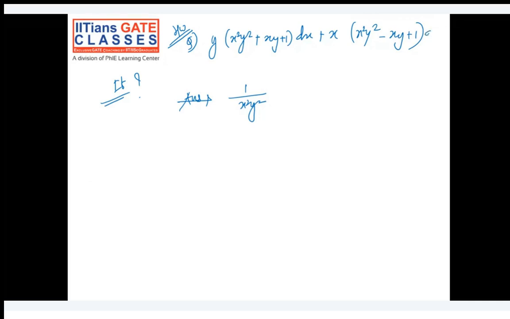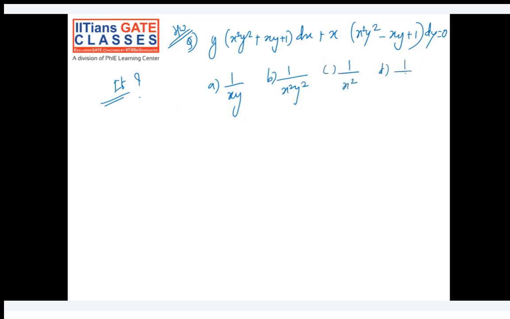y times x square y square plus xy plus 1 times dx plus x into x square y square minus xy plus 1 dy equal to 0. Question is find the integrating factor. Answer in this case is 1 upon x square y square. They have given options like 1 upon xy, 1 upon x square y square, 1 upon x square, 1 upon y square. So B is the correct answer in this case.